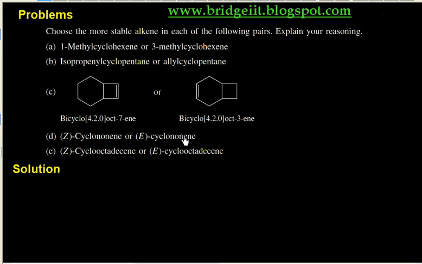Now in this case we have to basically discuss the stability of alkene. So again we have to compare with a mono or di substituted or tri substituted. So this is about the stability of alkene. Now you see the first one.